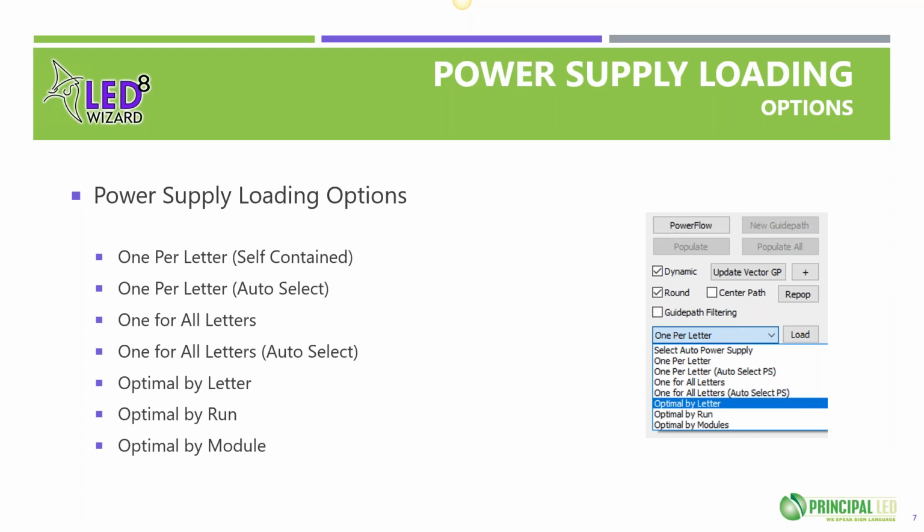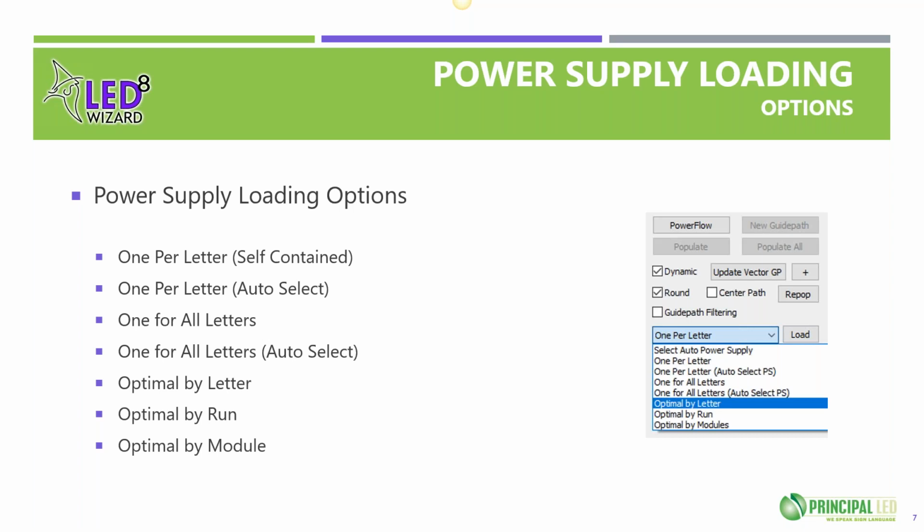And then there's one for all letters. So if you have a small letter set, or a graphic or a cabinet that's just not very big, and you say, look, I can get everything on one driver, then that's the option to use. Auto select, along the same lines, will choose the best module, I'm sorry, the best driver to fit. So one for all letters is fairly common on smaller types of layouts, and that's a pretty easy option.